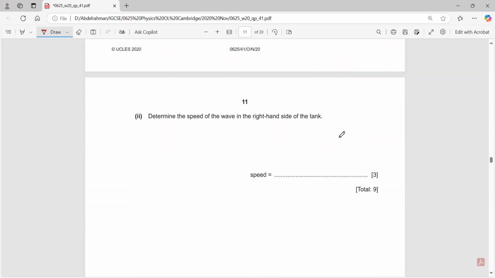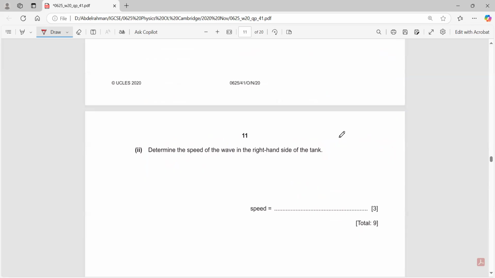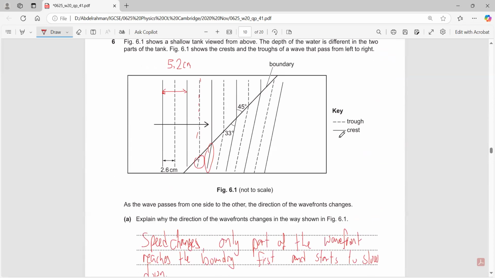Determine the speed of the wave in the right-hand side of the tank. What is the speed of the wave in the right-hand side of the tank? Well, should it increase or decrease? Yes, it definitely should decrease. How did we know that it should decrease?